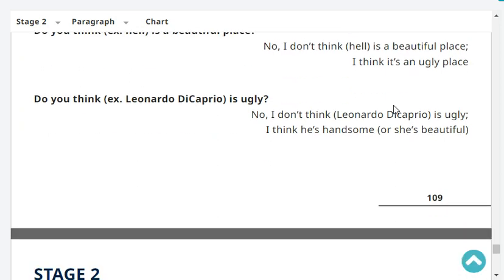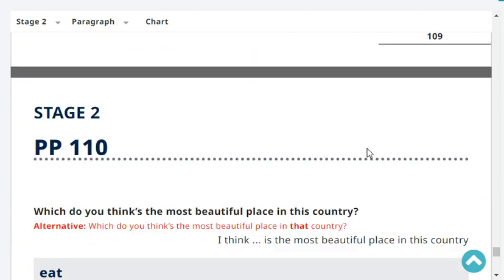Do you think Brad Pitt is ugly? No, I don't think Brad Pitt is ugly. I think he's handsome. Very good.